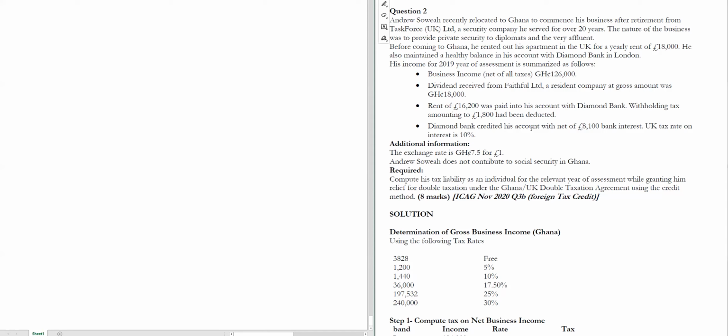Compute his tax liability as an individual for the relevant year of assessment while granting him relief from double taxation under the Ghana-UK DTA. So you see, this time they are referring to the DTA. So what then do we do? We must get his gross income. Remember that I told you that anytime you want to account for tax, you must get gross income. But first of all, what is the first thing we need to do? We need to get the average tax rates.